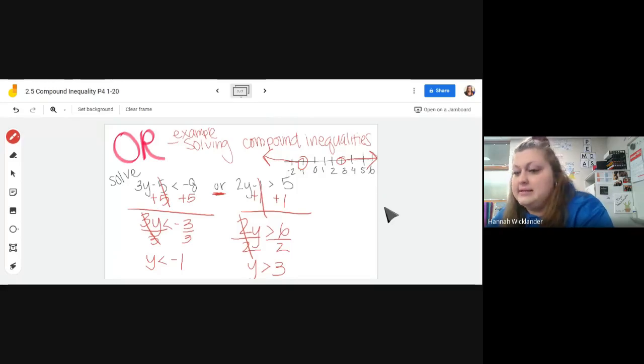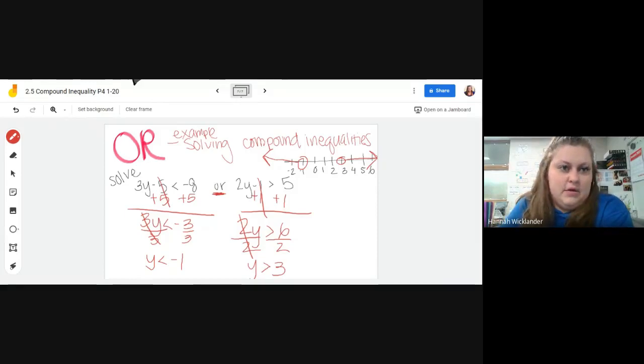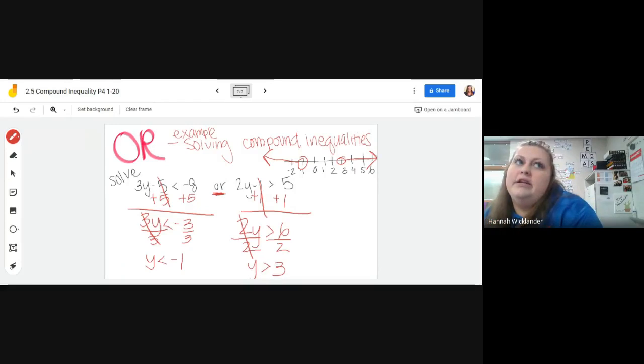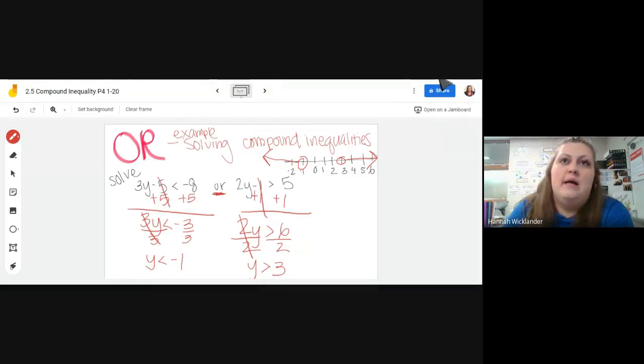And that is what we will be doing today on the assignment. It's 2.5. I think I posted it already in the Google Classroom. Yes. 2.5 compound inequalities. You have all day today to work on it, and we will have a work day on Friday to finish it as well. So if you don't finish it today, we will have time in class on Friday as well. If you have any questions, let me know. I'm here.